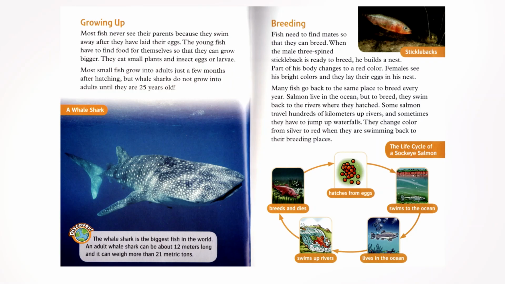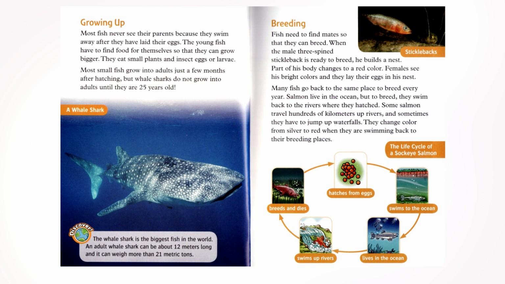Growing up. Most fish never see their parents because they swim away after they have laid their eggs. The young fish have to find food for themselves so that they can grow bigger. They eat small plants and insect eggs or larvae.